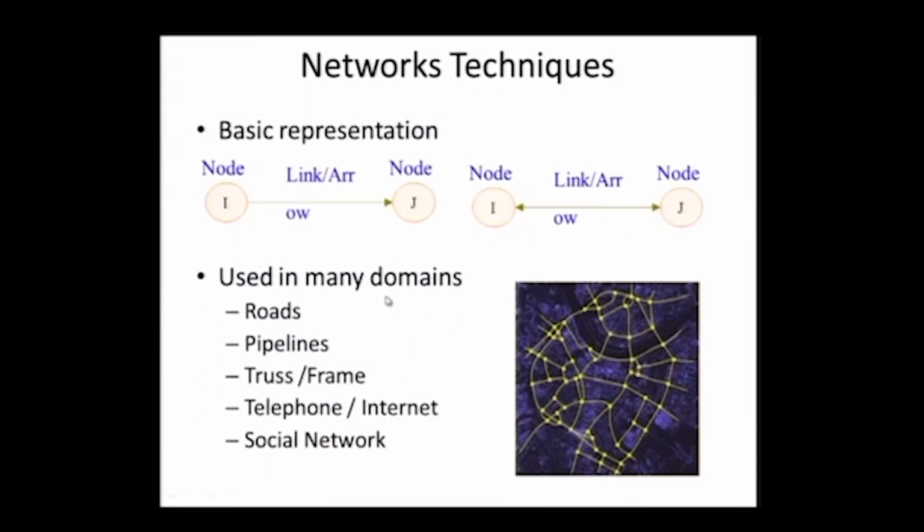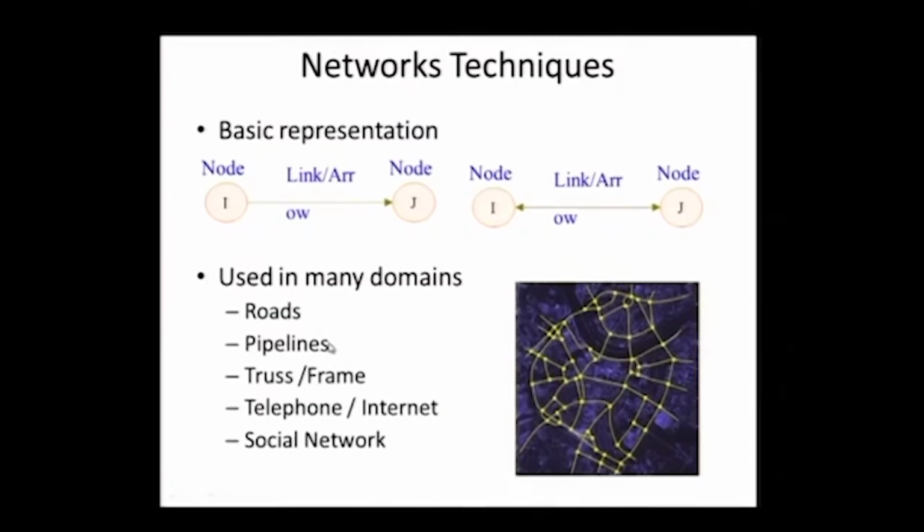Now, like I said, networks appear in many domains. So you can have roads. For example, you can see this image here, where you can see nodes and links, or nodes and arrows. So this is a network. What do the nodes consist of in a road? Intersections. The links are the roads themselves. Same thing in a pipeline, same thing in a truss or in a frame. You can have telephone networks, internet; all of these are networks.